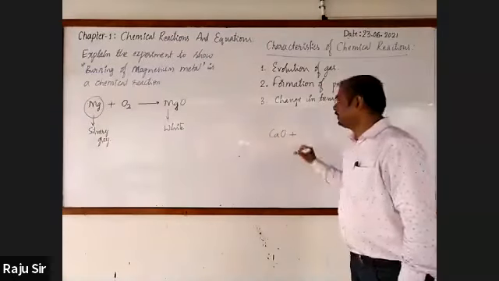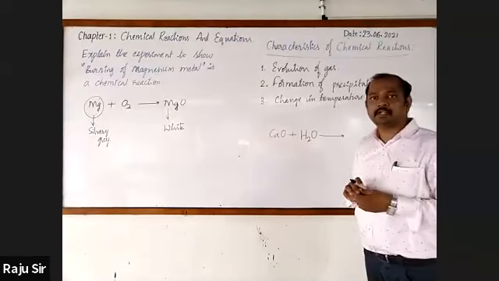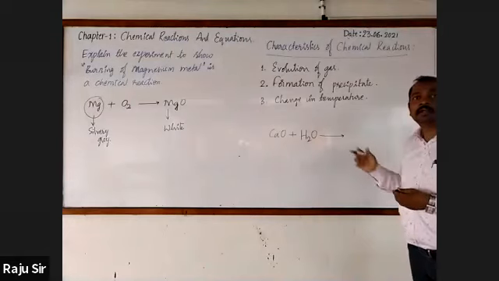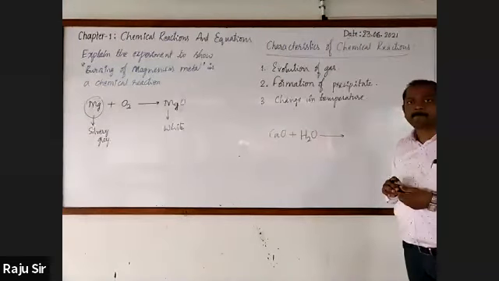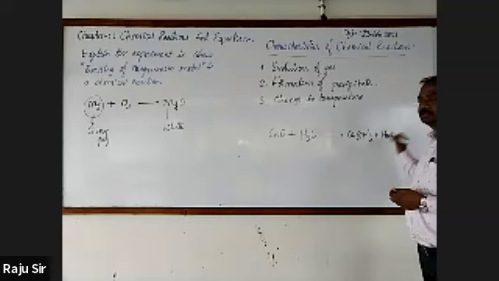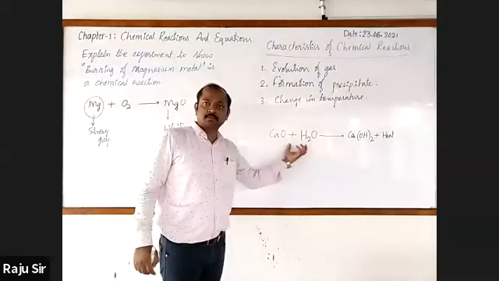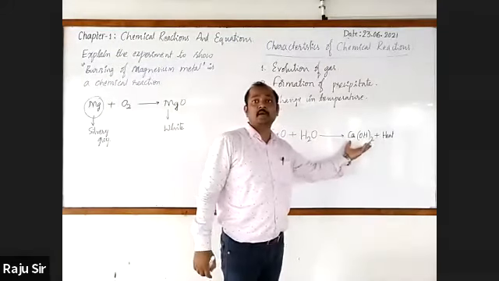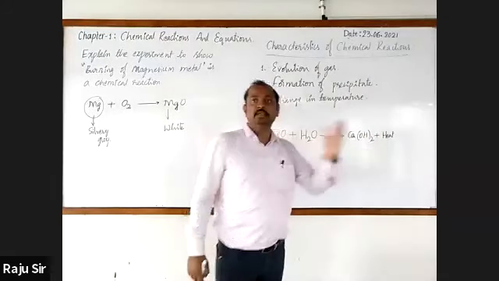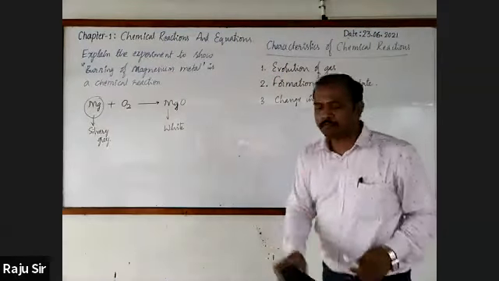Calcium oxide was taken in the beaker, then we added water to it, then a chemical reaction took place. Could you tell the compound that has formed? It is slaked lime, or lime water. Ca(OH)2, calcium hydroxide. CaO plus H2O gives Ca(OH)2 plus heat. Got it? This is the chemical reaction. When calcium oxide reacts with water, it produces calcium hydroxide, along with which heat is also produced. Now, three characteristics are over. Now, the fourth one.